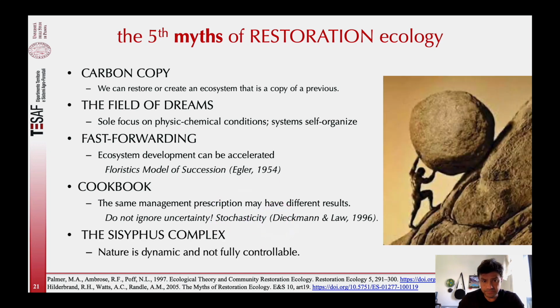And the last one is the Sisyphus complex. You know the story of Sisyphus, a guy who takes the rock to the top, and then the rock goes down. This brings the idea that if you are in a restoration process, at any moment of the trajectory of the restoration, the system can go back.